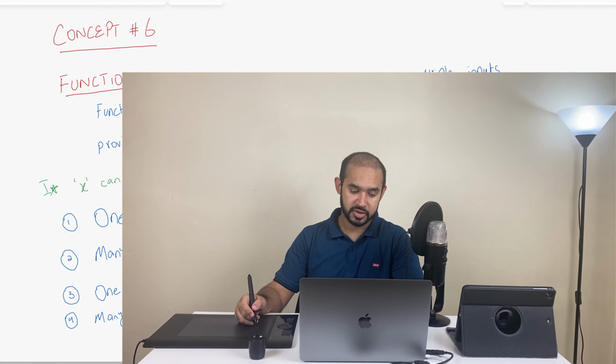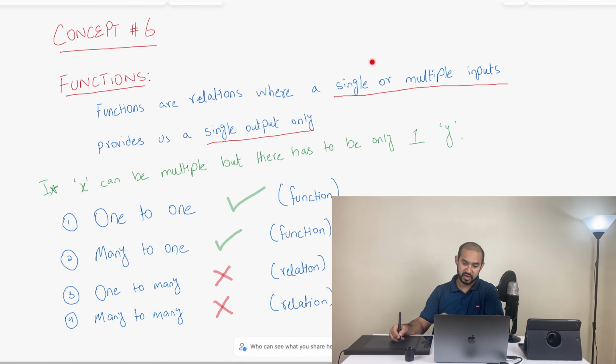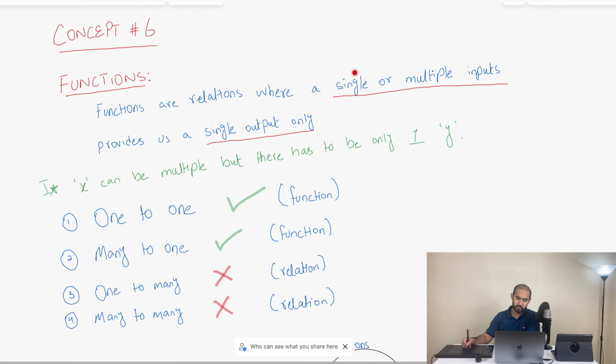Concept number 6. What exactly are functions? Let's have a look. Functions are relations where a single or multiple inputs provide us a single output only. That means the x values can be one or multiple, but the y value needs to be only one. That's what I've written over here, that x can be multiple, but there has to be only one y.